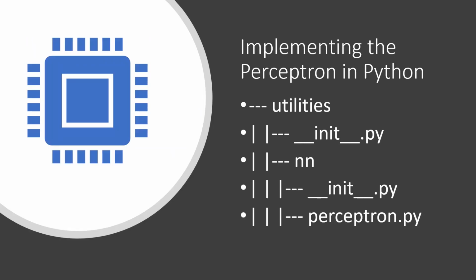Now let's implement the Perceptron in Python. First of all, you need to make the directory in the following manner. Create a folder named utilities, and then inside it create a Python file __init__.py, and a folder named neural network, and inside that create an __init__.py, and inside that create a Python file perceptron. Now let's move on to the coding part.